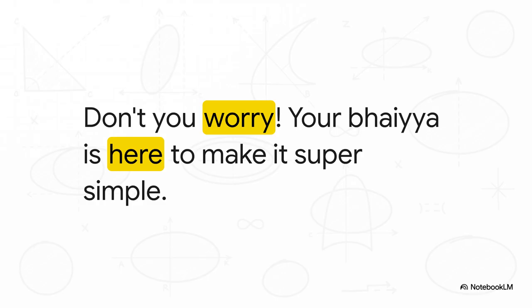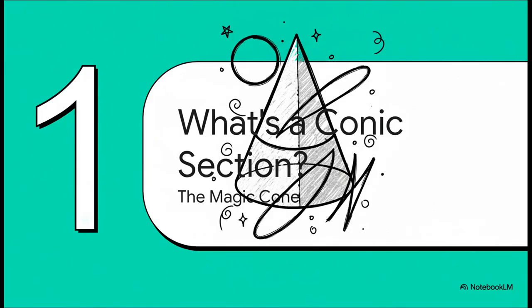Alright, ready to start? Let's do this. So this chapter with all these complicated names, circle, parabola, ellipse, hyperbola, it sounds a bit scary, right? But what if I told you all these shapes, every single one of them, comes from just one simple object? It's like magic. And that object is a cone.